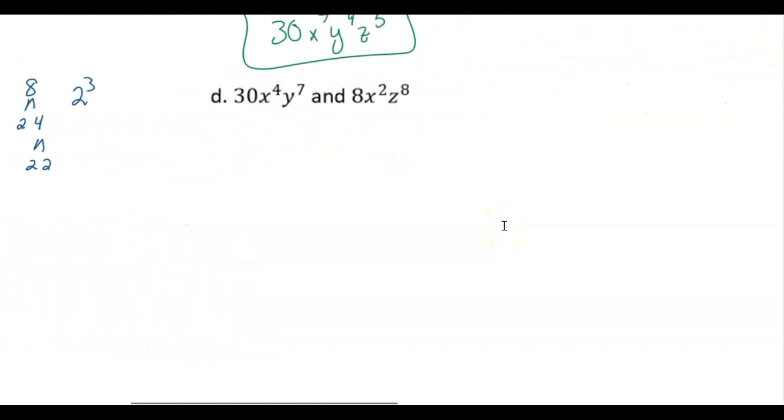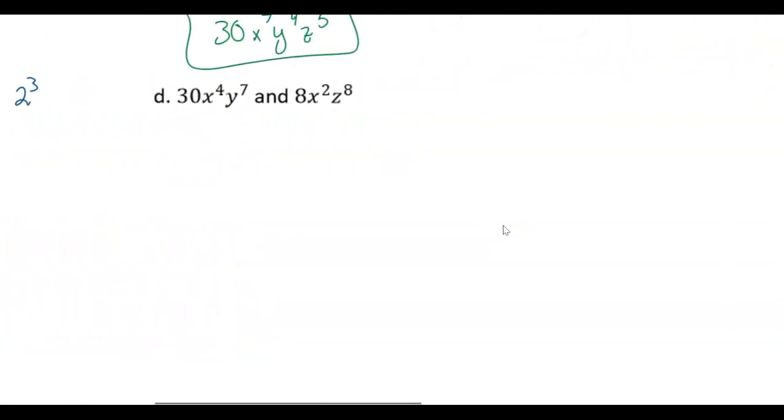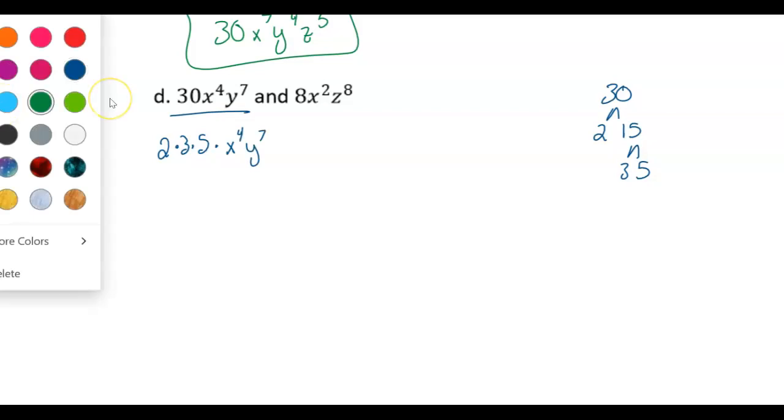least common denominator. Okay, so on this one, I'm going to start with 30. I'm just going to use some space out to the side to make our factor tree. I know it's 2 times 15 and 3 times 5. So I'm just going to write this down as 2 times 3 times 5, x to the 4th, y to the 7th.